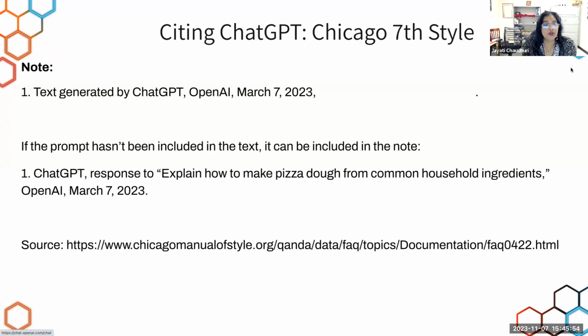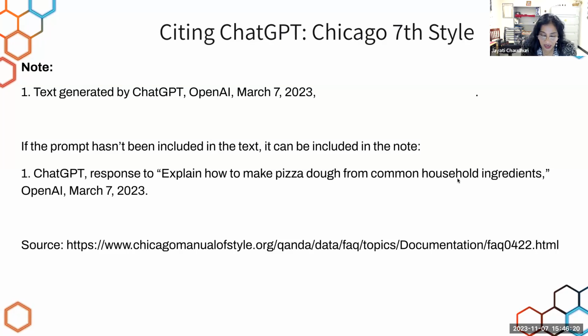ChatGPT responds to explain. So start with the author ChatGPT, and then the prompt should be written as response to. Then you will include your prompt, explain how to make pizza dough, within the quotation marks. And OpenAI is the parent company here. And when you accessed the document, March 7, 2023.